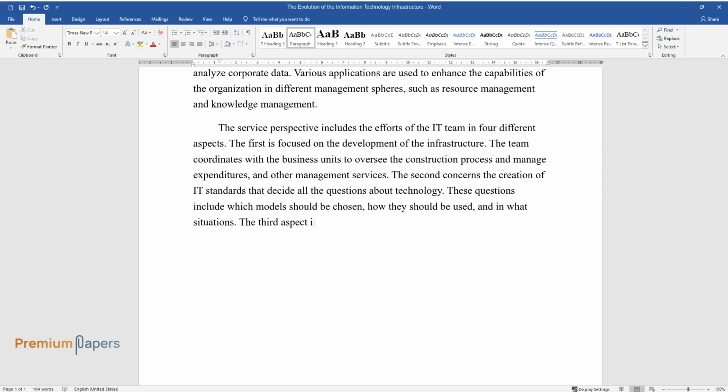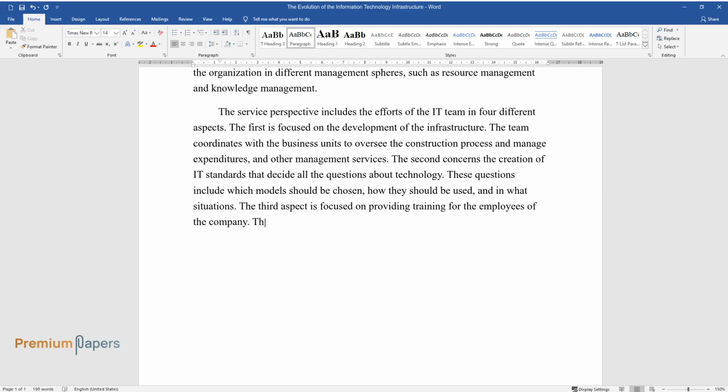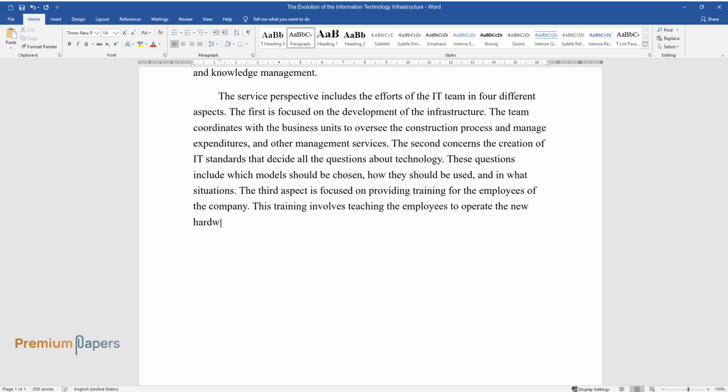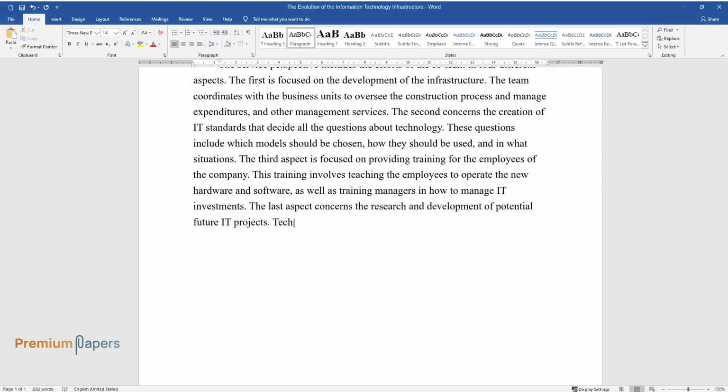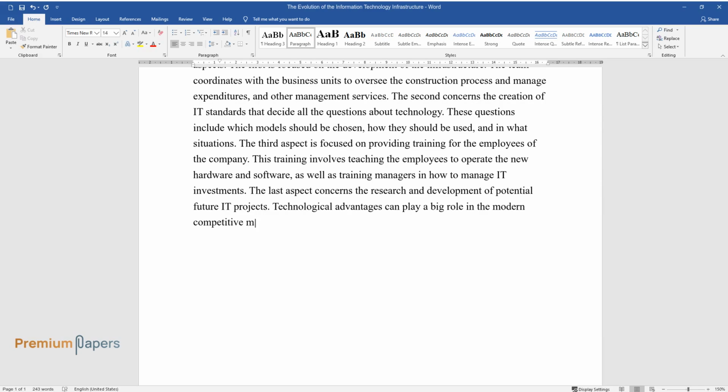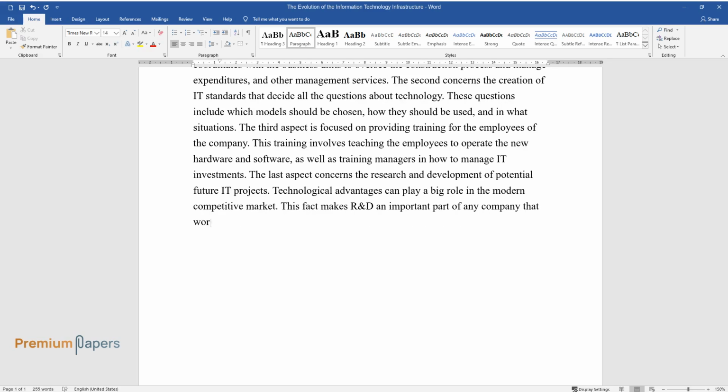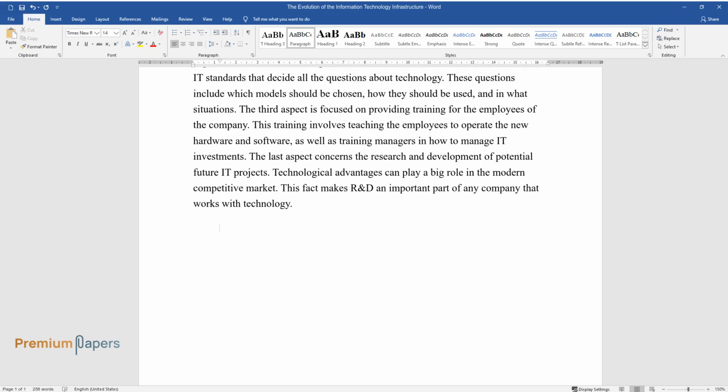The third aspect is focused on providing training for the employees of the company. This training involves teaching the employees to operate the new hardware and software, as well as training managers in how to manage IT investments. The last aspect concerns the research and development of potential future IT projects. Technological advantages can play a big role in the modern competitive market. This fact makes R&D an important part of any company that works with technology.